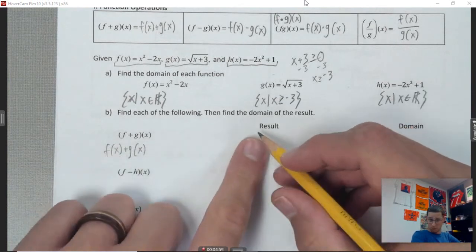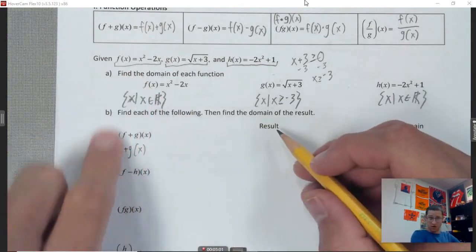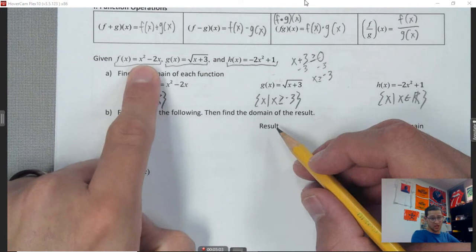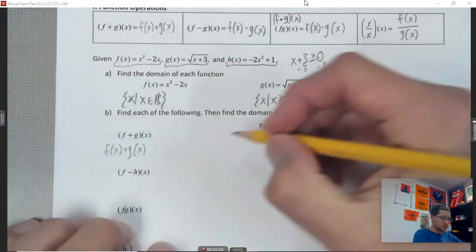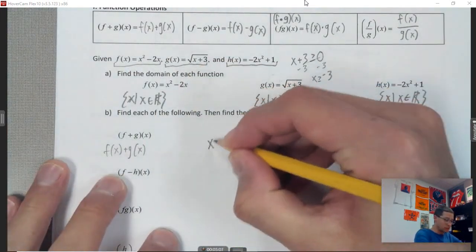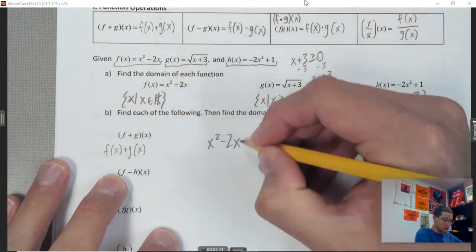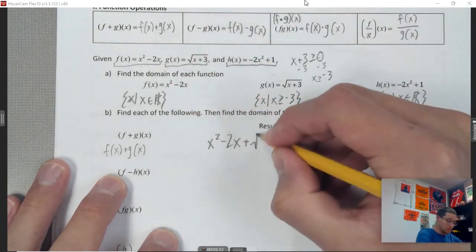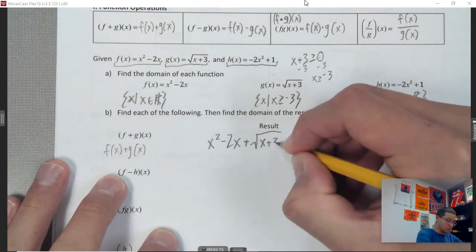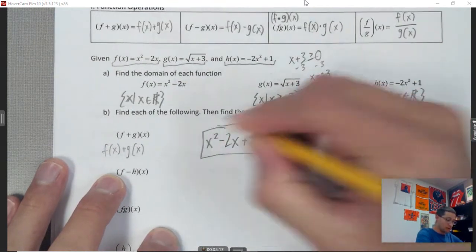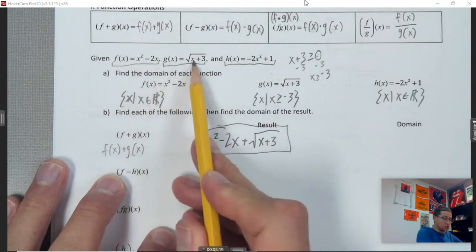All right, so with the result of this, okay? So f of x plus g of x. I'm just taking f of x and I'm going to add it to this. So this one's going to be relatively simple. I'm just going to do x squared minus 2x, and then I'm going to add the square root of x plus 3. And that's it, okay? I'm taking those two functions and I'm adding them together.